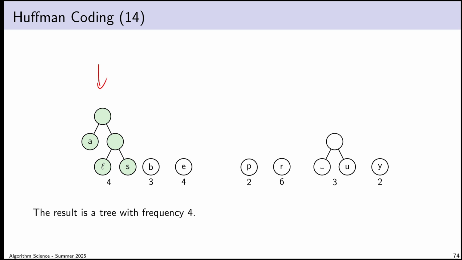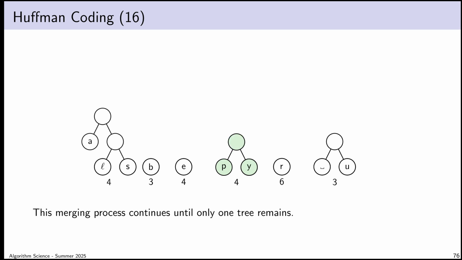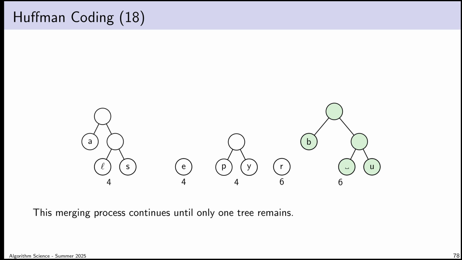And we get this. So notice the merge is the same. I make a new root and join it to the roots of the 2 subtrees I had before. Now I have a tree with frequency 4. Okay, the next step, I choose the P and the Y. I merge them. I have another tree of frequency 4. Then I choose the B and this other tree over here with the space and the U. Merge them. Now it has frequency 6.